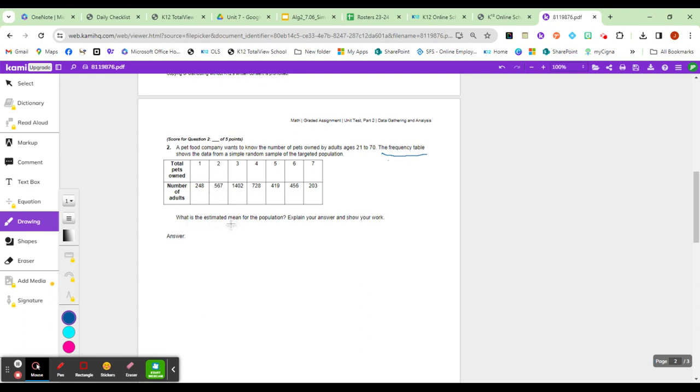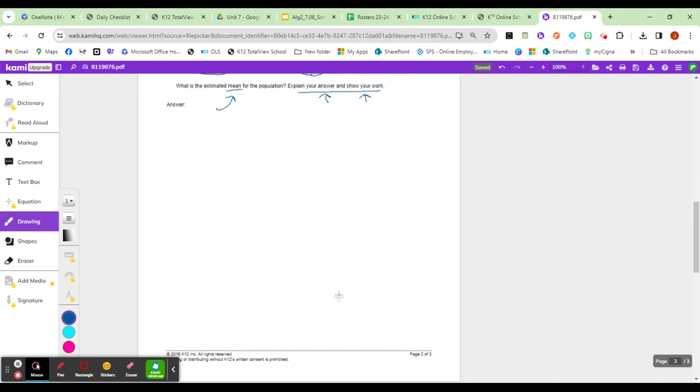It says, what is the estimated mean of this entire population? And then it says, explain your answer and show your work. So remember, this is a frequency table. You're finding the mean of the entire table. And then you're going to explain how you did it, and you're going to show me a little bit of work. So to me, 2 is probably the easiest out of these 3 problems.